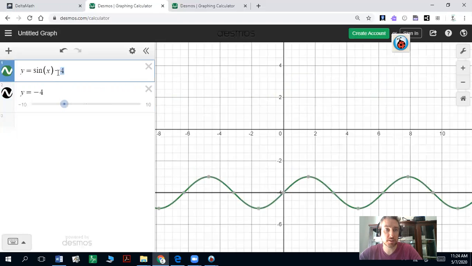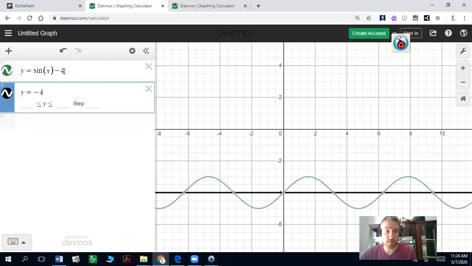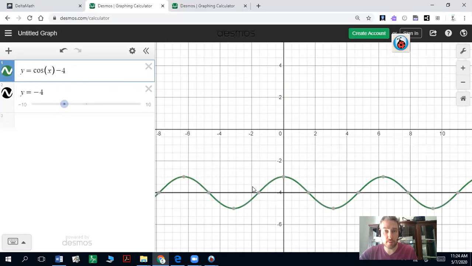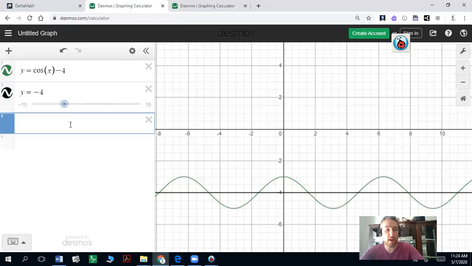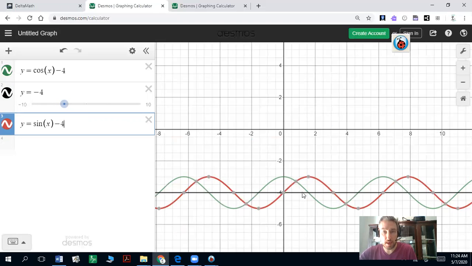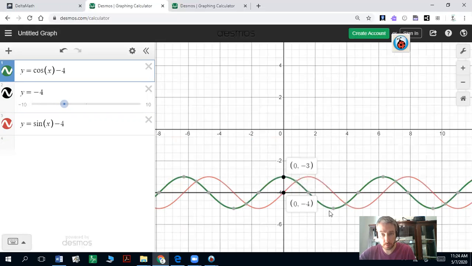The nice thing about these functions is it'll always be the number either added or subtracted at the very end. If it's minus 4, the midline will be y equals negative 4, and that applies whether it's cosine or sine. If I put a cosine there, it's still going to have a midline of negative 4. In fact, if I do y equals sine of x minus 4, they both share that midline, negative 4. It's just a matter of where they start. Remember, the sine starts at the midline, whereas the cosine starts at the max. That's the only difference between sine and cosine, but the midline would not change for either one.